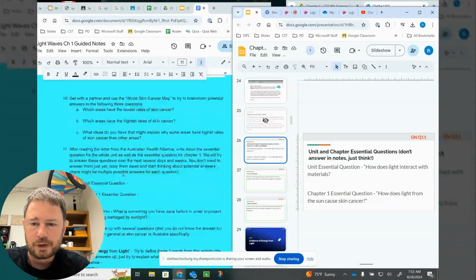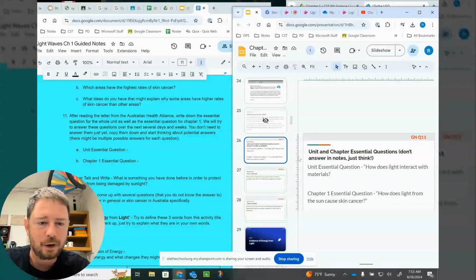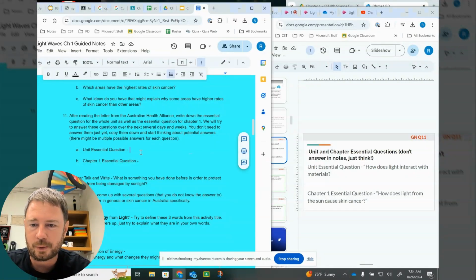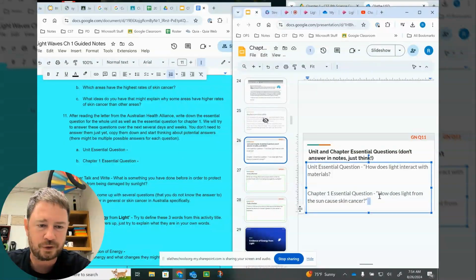So if we jump to question 11, 11 has our unit essential question and our chapter essential questions. You don't have to answer these questions in your notes. I actually want you to copy down the question so that you're thinking about it throughout our unit. So first of all, how does light interact with materials? Copy this question down for our unit question. And then our chapter question is a little more specific and a smaller scope. Chapter 1 essential question says, how does light from the sun cause skin cancer? So copy this question down.